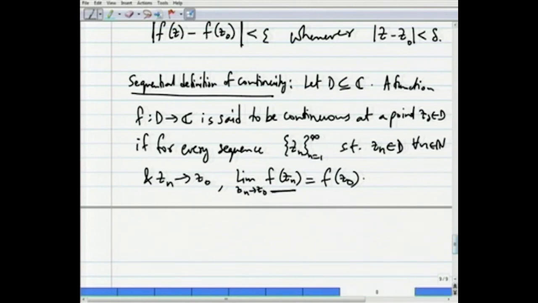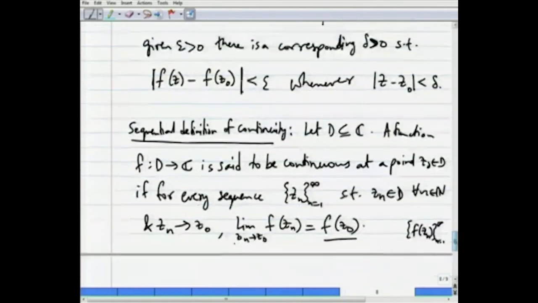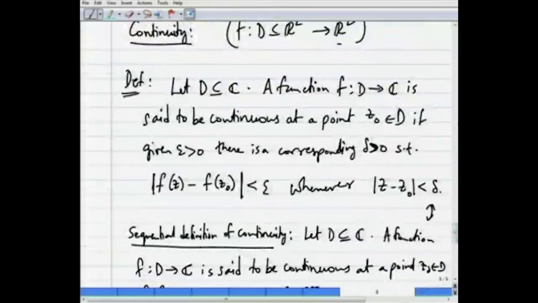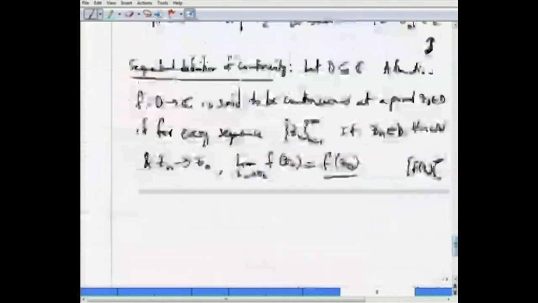Okay. F of z n now is a sequence. And if this sequence converges to the point f of z naught in the complex plane, then we say that f is continuous at z naught. So, notice that this limit here refers to the limit of the sequence f of z n, n equals 1 through infinity. That is a sequence in the complex plane, and its convergence is written in this fashion. So, in this event you say f is continuous. And both these are one and the same. Both these definitions are the same. The equivalence of this is something we are not going to prove here. But these two definitions of continuity are one and the same.